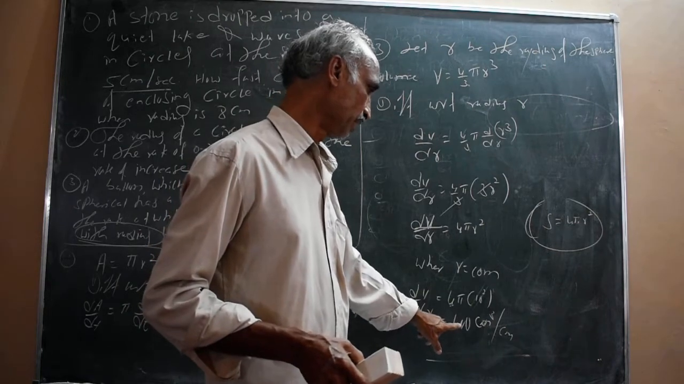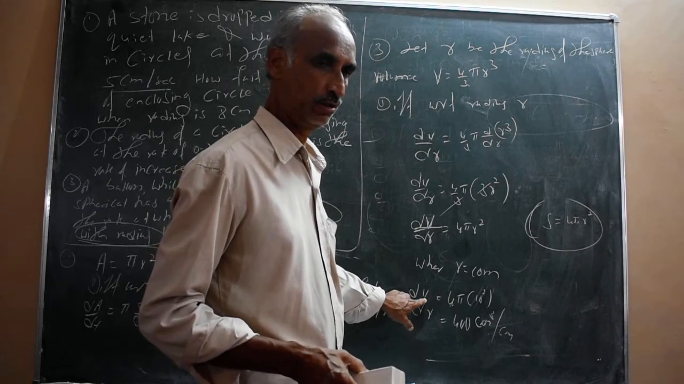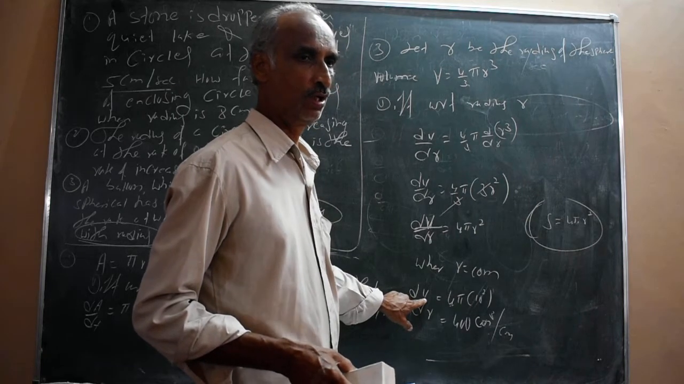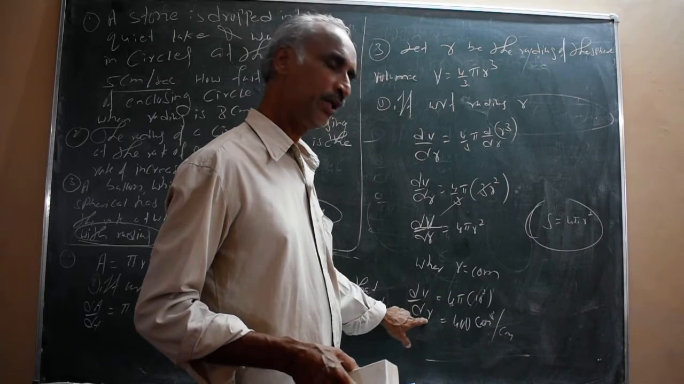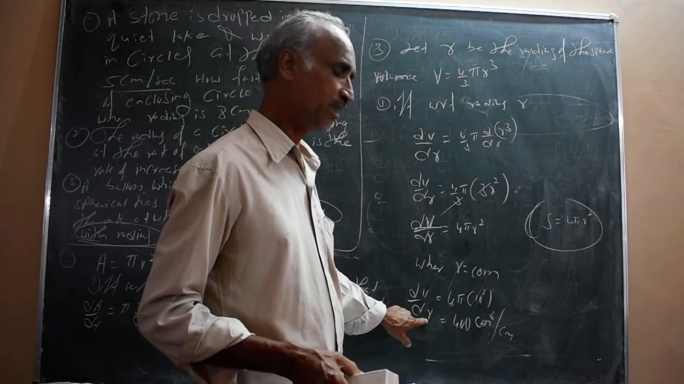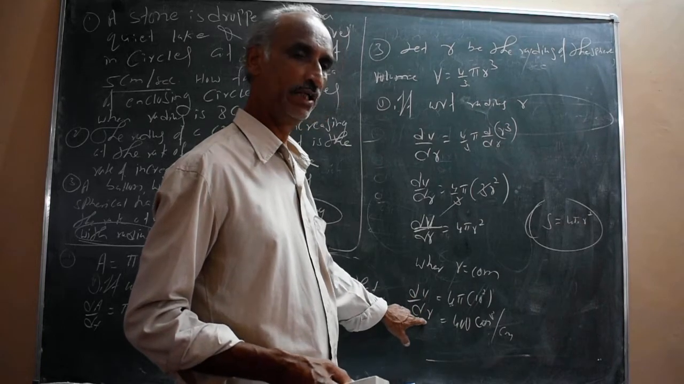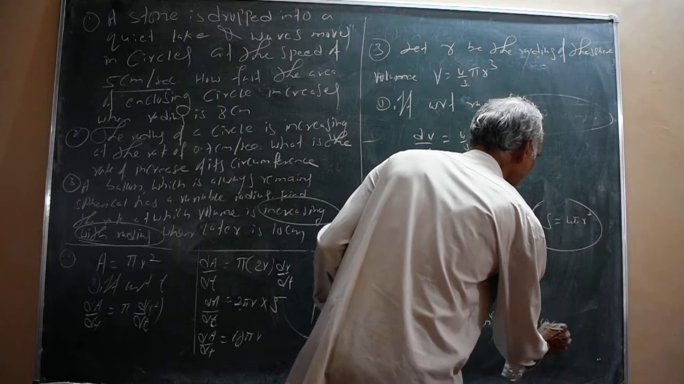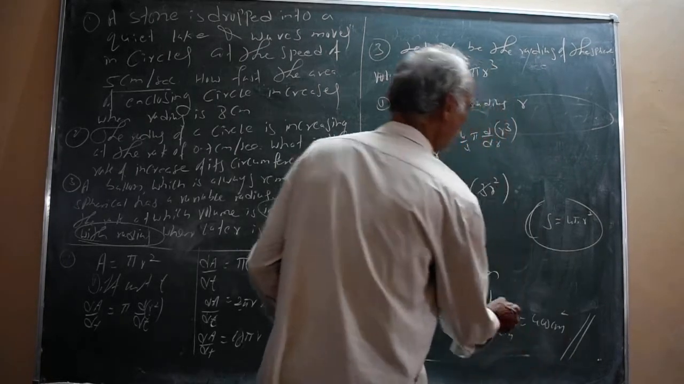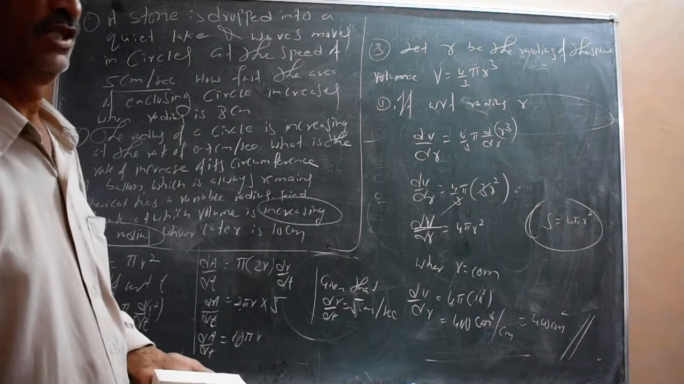Therefore, what is the unit of volume? It is 3 dimensional, meter cube, or if the length is in centimeter, centimeter cube upon dr. R is radius, it is centimeter. Volume is centimeter cube, radius is centimeter. Therefore, centimeter cube upon centimeter equals 400 centimeter square. Okay, 1 centimeter cancels. So that is the rate of change of volume.